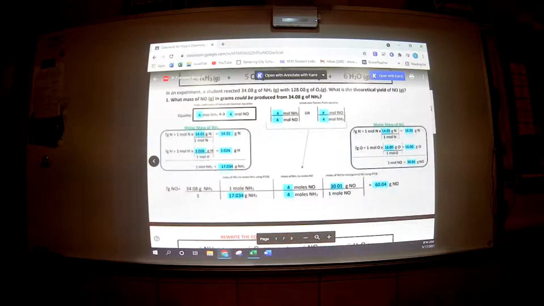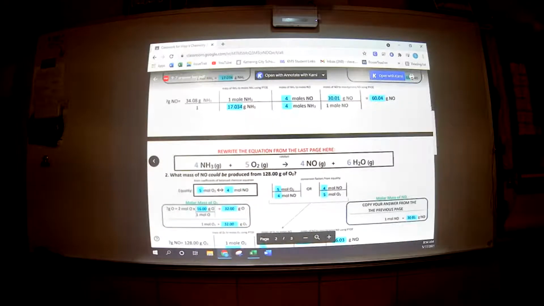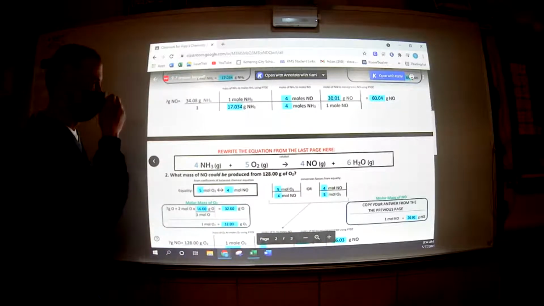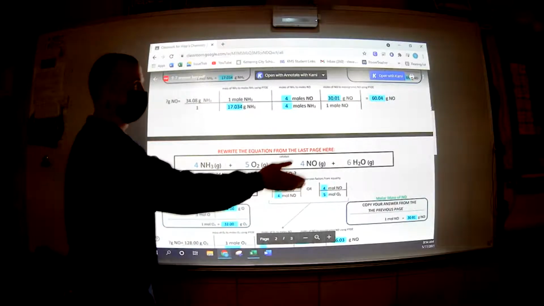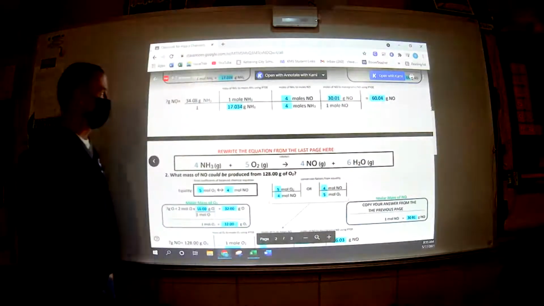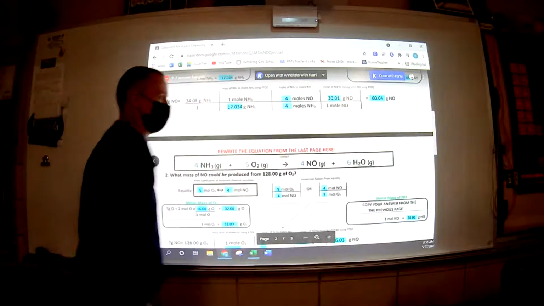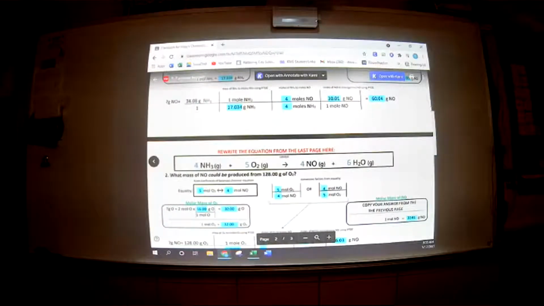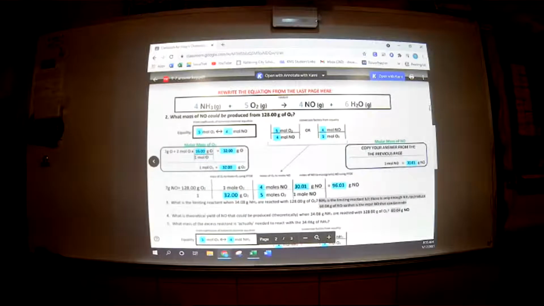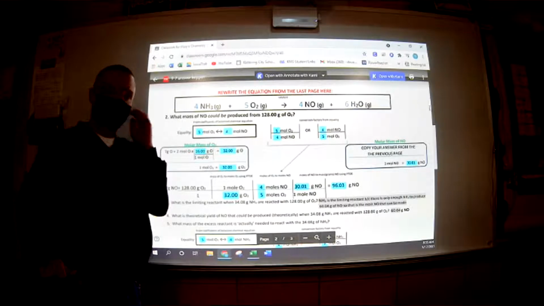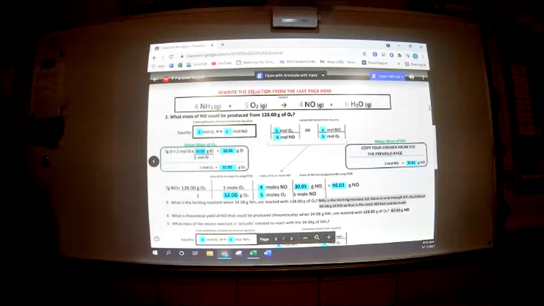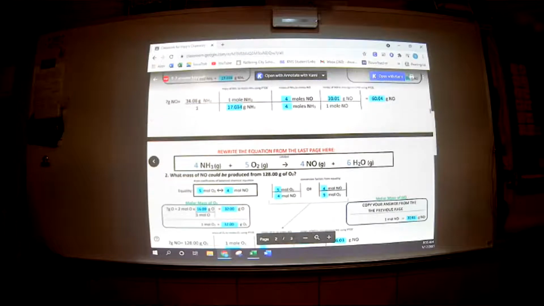So with the 34 grams of ammonia, how much of the nitrogen monoxide can we make, the NO? Correct. 60 grams. We have enough ammonia to make 60 grams of the product. We have enough oxygen to make 96 grams. So what's the limiting reactant? If we have enough oxygen to make 96, then we only have enough ammonia to make 60. What would be our limiting reactant?